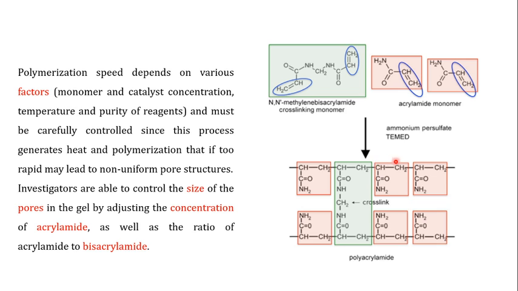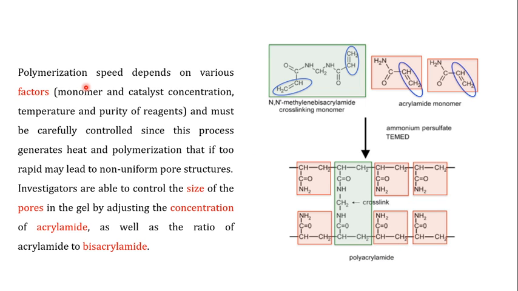So for example, if this is the polymeric structure of the acrylamide, this bisacrylamide is actually cross-linking them. It is actually cross-linking the polymers. If this is one polymer, this is another polymer, this is another polymer, this is another polymer. So the methylene bisacrylamide is actually cross-linking all of these acrylamide polymers, thereby making the polyacrylamide.